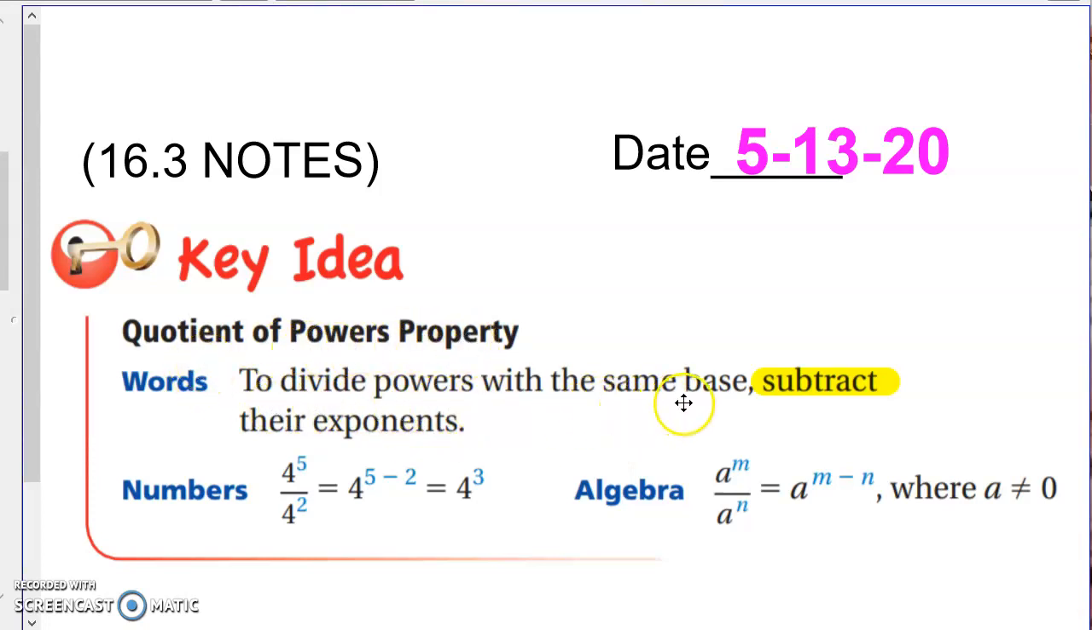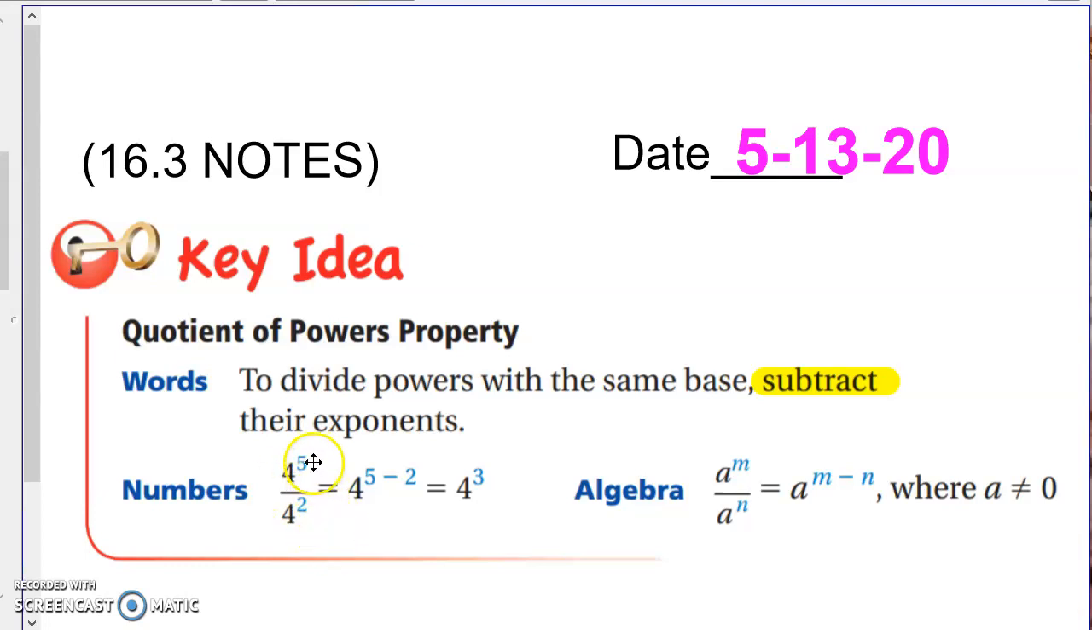To divide powers with the same base, subtract their exponents. What this essentially means is 4 to the 5th power, or 4 times 4 times 4 times 4 times 4, divided by 4 to the 2nd power, which is 4 times 4. Because you have the same number on top and the same number on the bottom, I can cancel. Because there's 2 on the bottom, I can cancel 2 on the top, and that's going to leave me with 4 to the 3rd, or 4 times 4 times 4.